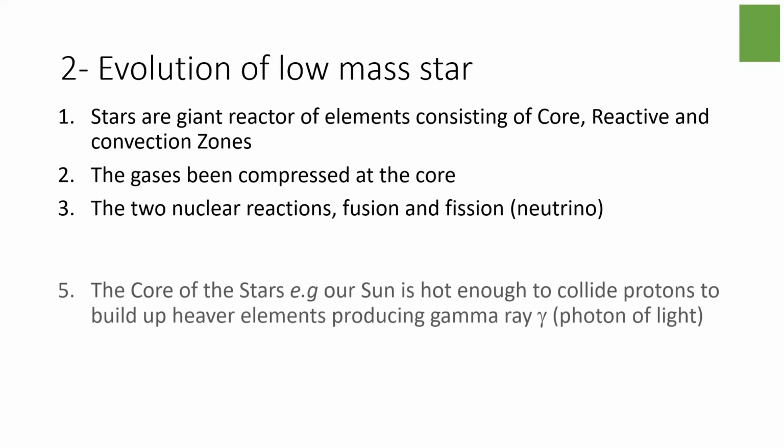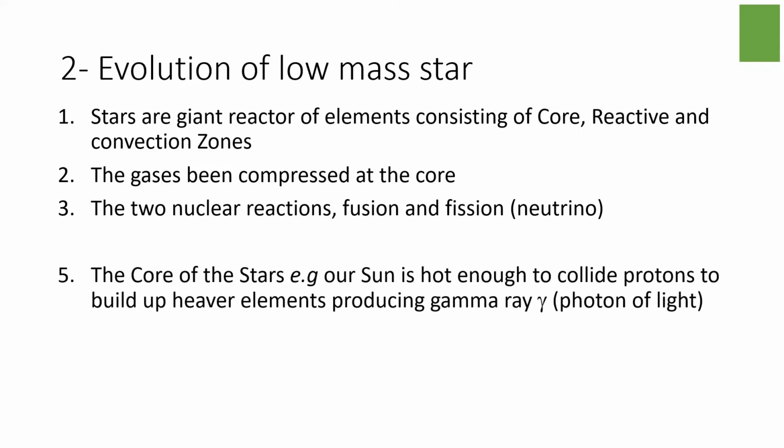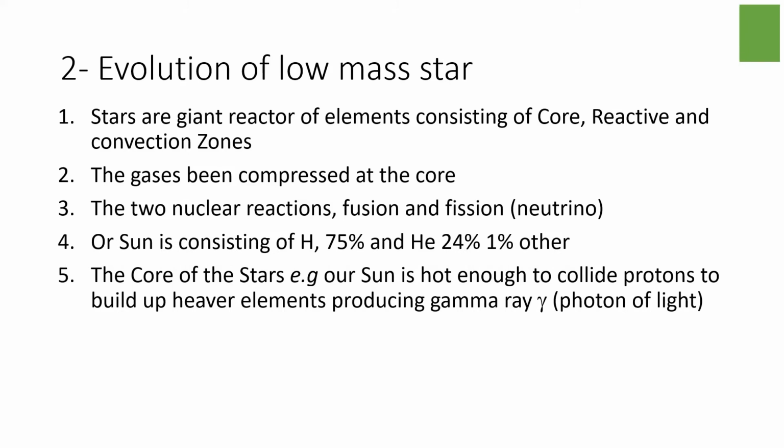The core of the stars, for example our sun, is hot enough to collide protons to build up heavier elements, producing gamma rays as a result of the fusion of the elements, and the result is light coming out as energy from these colliding atoms. Our sun, for example, consists of 75% hydrogen and 25% helium, and all other gases compose just 1% of the star.